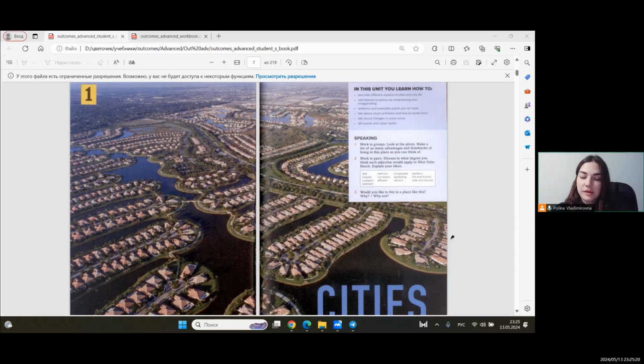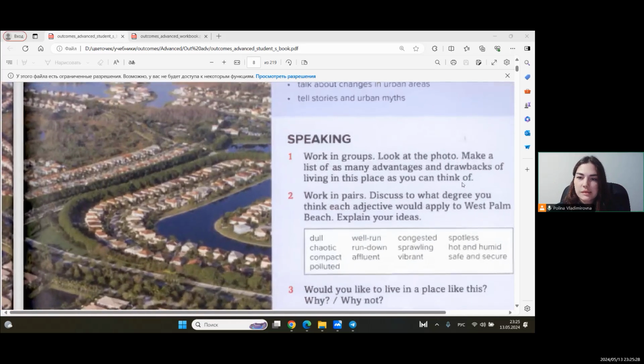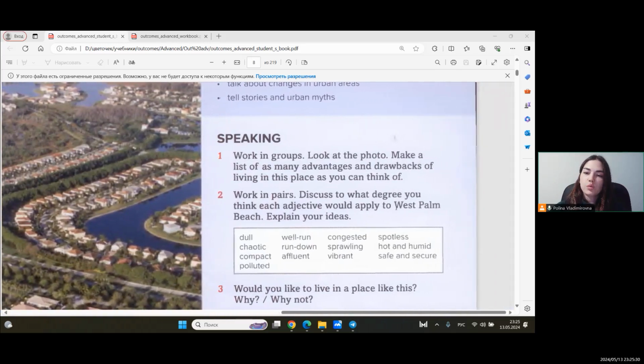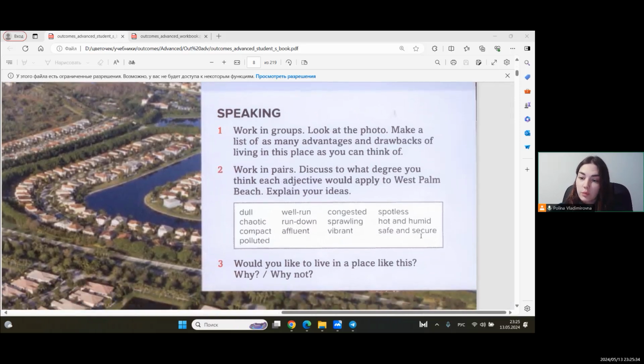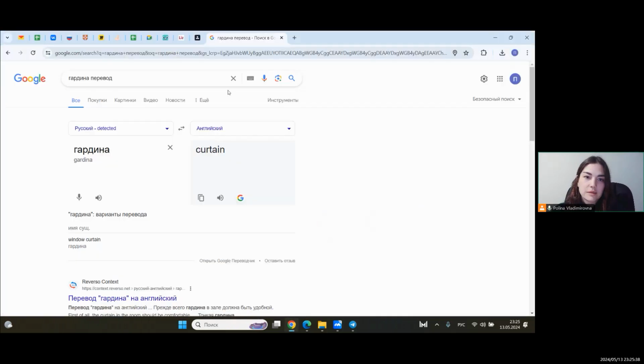And let's proceed to the next thing, which is to what degree you think each adjective from the box here, let me zoom it, applies to West Palm Beach. Explain your ideas. And the first thing we need to do is to find West Palm Beach. Let's do it.